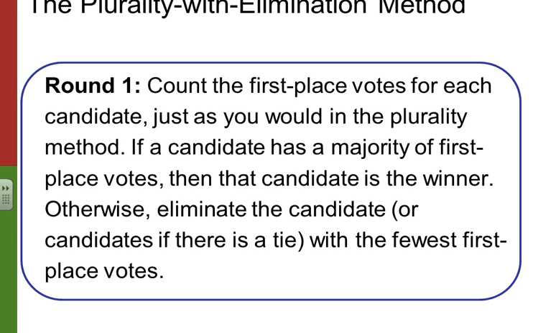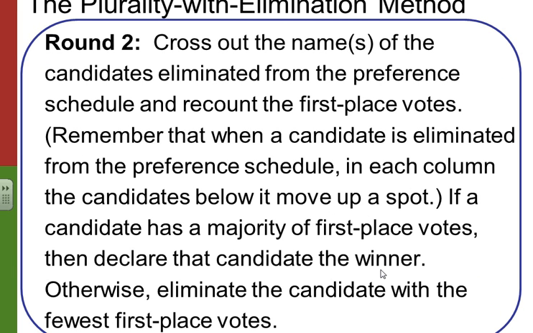Count the first place votes for each candidate, just as you would in another method. If a candidate has the majority of the first place votes, then that candidate is the winner. Otherwise, eliminate the candidate, or candidates if there's a tie, with the fewest first place votes, and then redo the election. 2. Cross out the names of the candidates eliminated from the preference schedule.